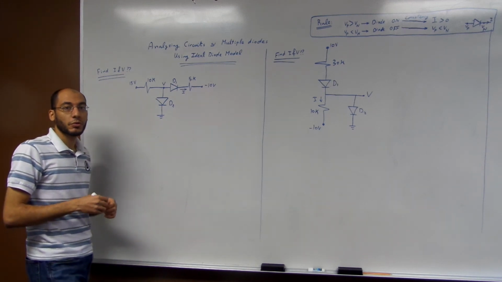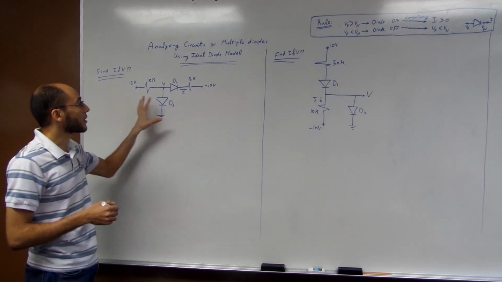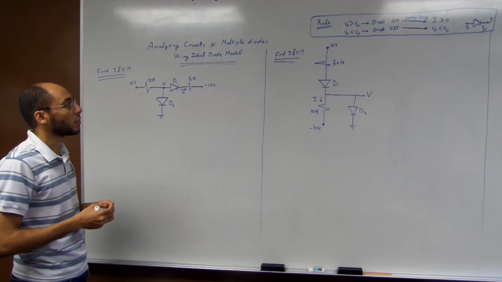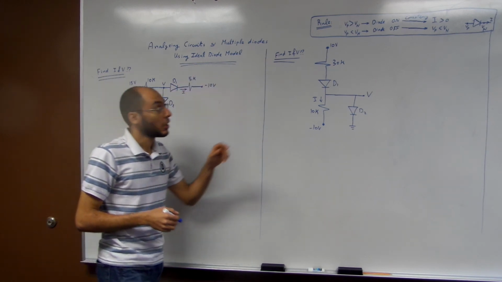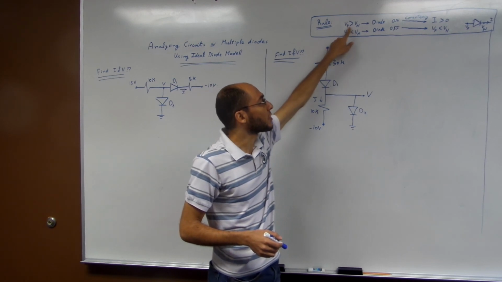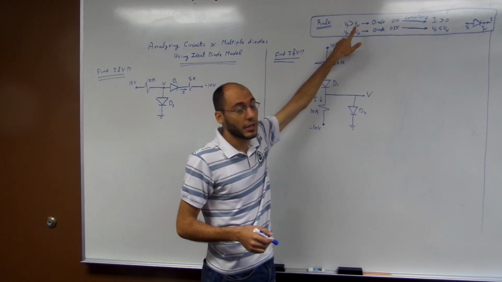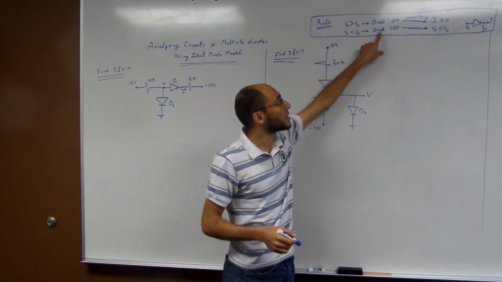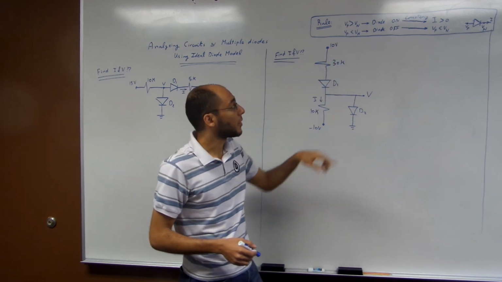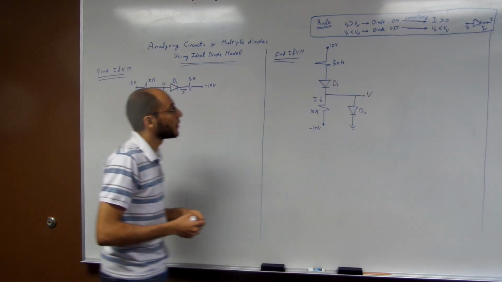Okay, hello everyone. So in this video I'm going to teach you how to analyze a circuit that has multiple diodes. I'm going to assume that you already know what the ideal diode model is, which is basically it considers the diode as a short circuit, as an on, if the voltage of the P is larger than the N, and it considers it as an off, an open circuit, if the voltage of the P is smaller than the N. And that's the voltage of the P, and that's the voltage of the N.